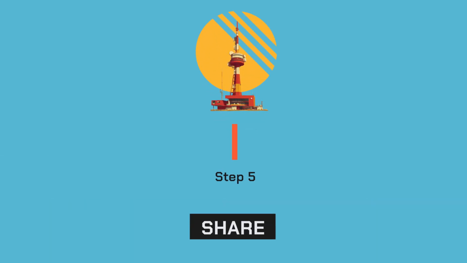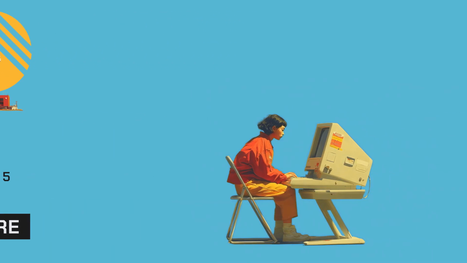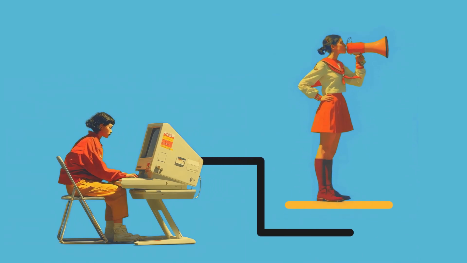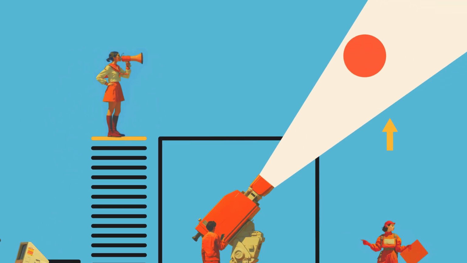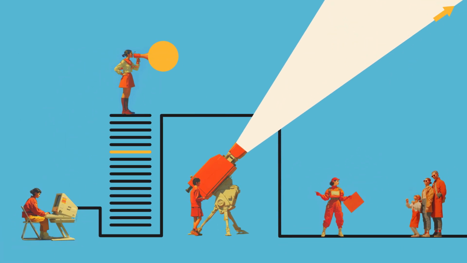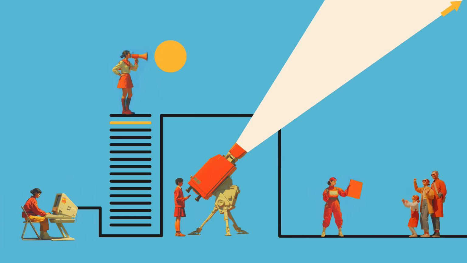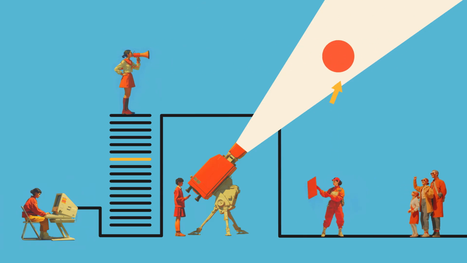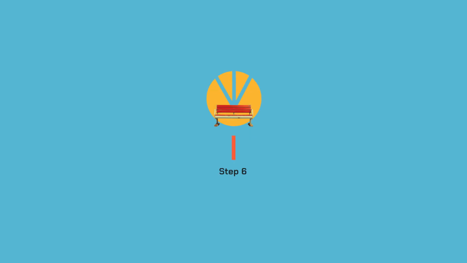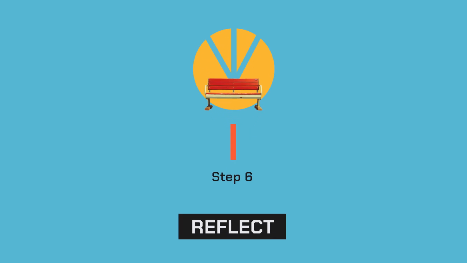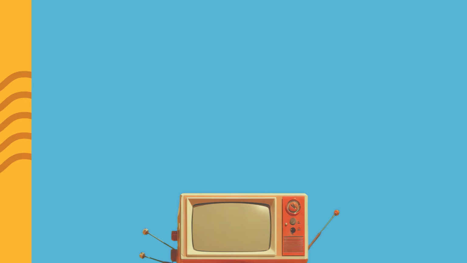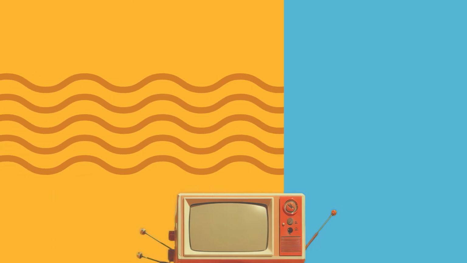Step 5. Share. Once the end product is ready, it is time for your students to share their work with a wider audience. For example, through hosting an exhibition or event to raise awareness about their local history. This can be done in cooperation with a local museum or cultural center. Step 6. Reflect. After the final activity, guide students in reflecting on the entire learning journey.